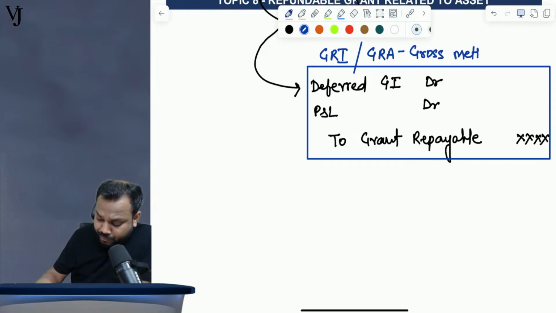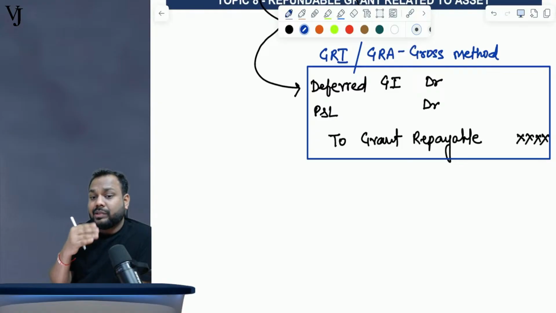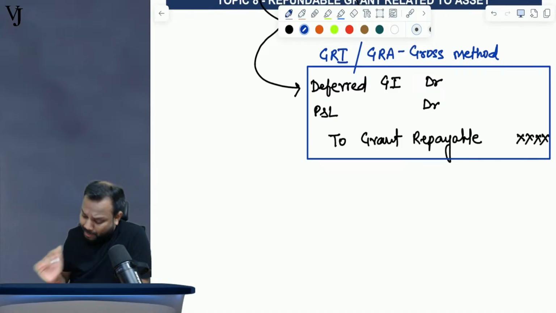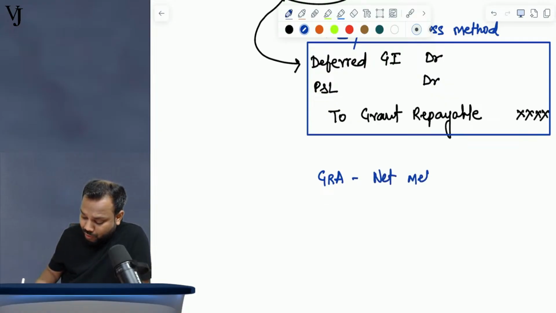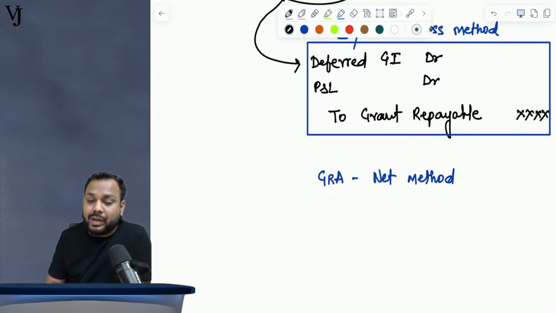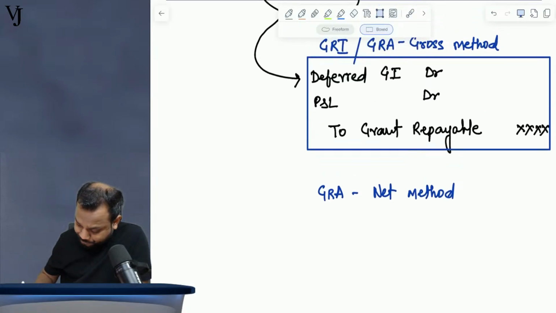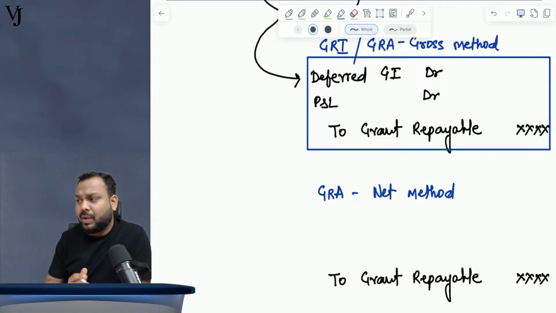Under the gross method, what do we do? We account for the asset and the grant separately. So when we account for the grant separately, we recognize the whole amount of grant received as deferred grant income, and over the grant period, we recognize grant income, right? But what if we have a grant related to asset under the net method, where we would have adjusted the whole amount of grant received from the cost of the asset? So definitely, first of all, we will recognize grant payable.